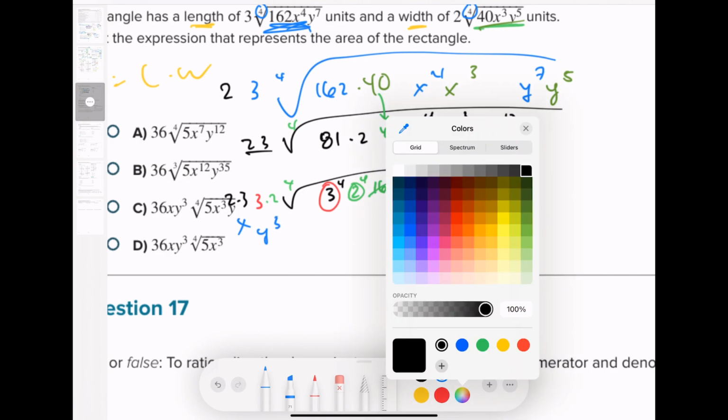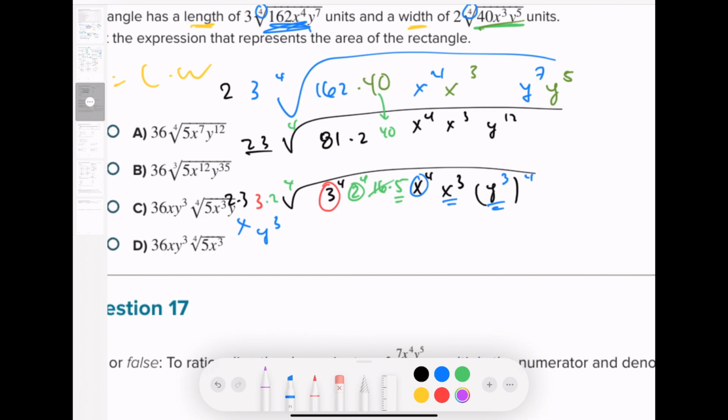All right, did anything stay inside? So 6 times 6 is 36, x y to the 3rd. And I have the 5 and then x to the 3rd. And that would be choice D.